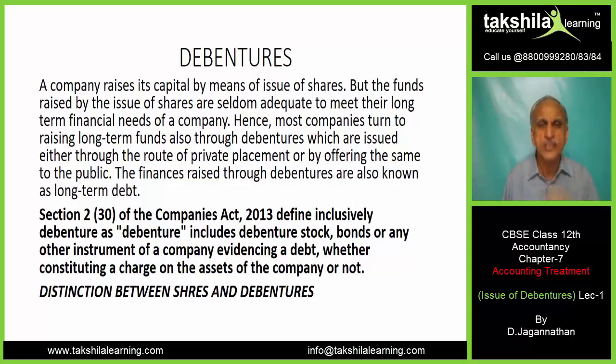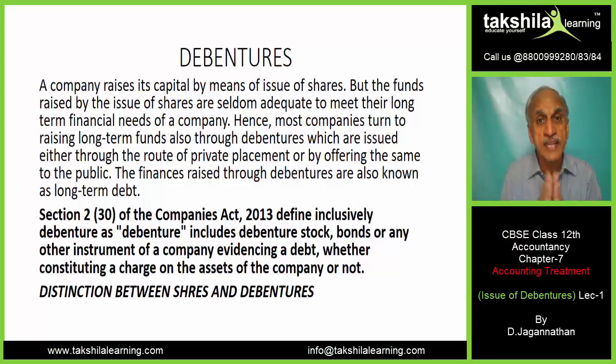Yes, there is one small difference. As I already told you, in case of shares, a company can issue 2 types of shares: equity shares and preference shares. In case of preference shareholders, the rate of dividend is fixed at the time of issue of preference shares. What is the difference between this fixed rate of dividend and the fixed rate of interest for debenture holders?